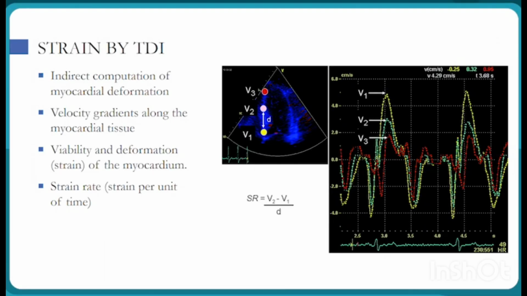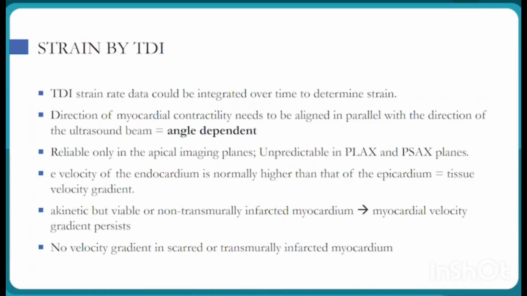Measuring strain by tissue Doppler imaging is an indirect computation of myocardial deformation. The velocity gradients across the myocardial tissue are measured. The viability and deformation of the myocardium is measured. The strain rate is given by the strain per unit of time. Then tissue Doppler imaging strain rate data can be integrated over time to determine the strain.